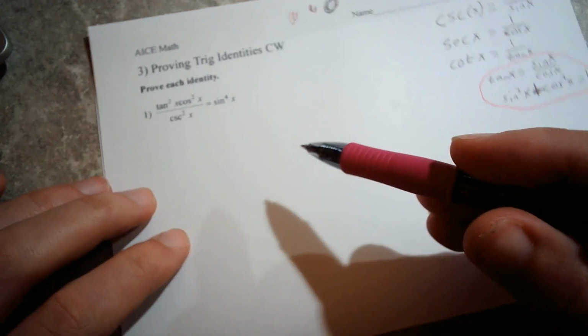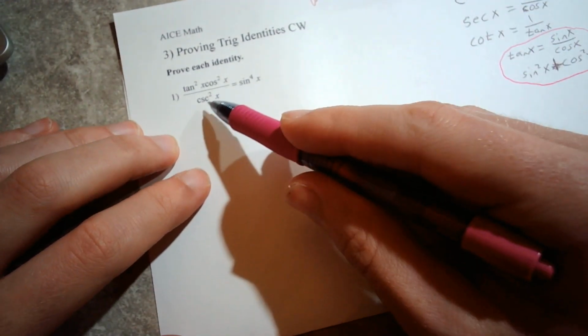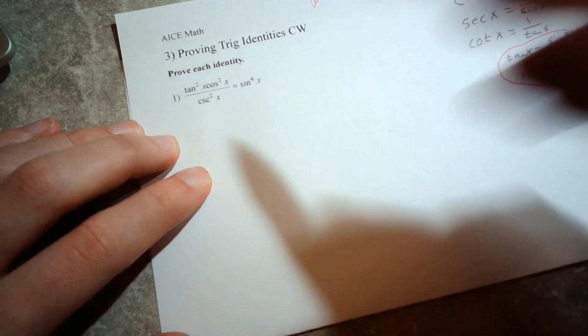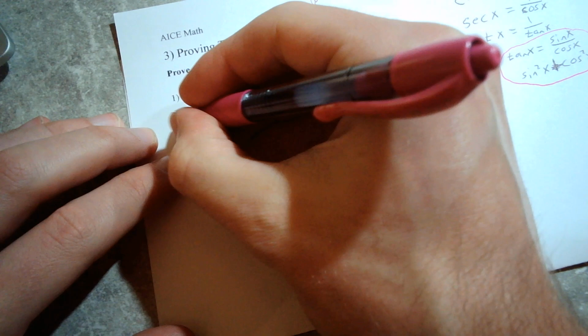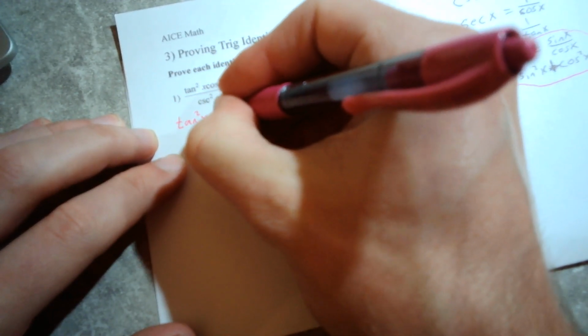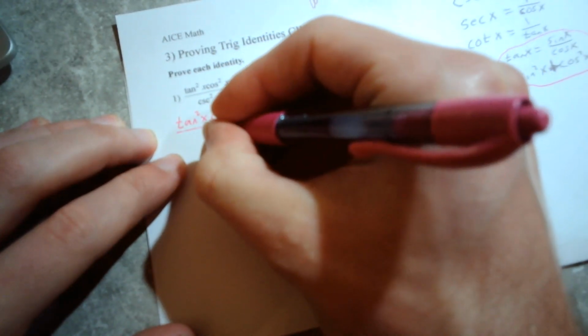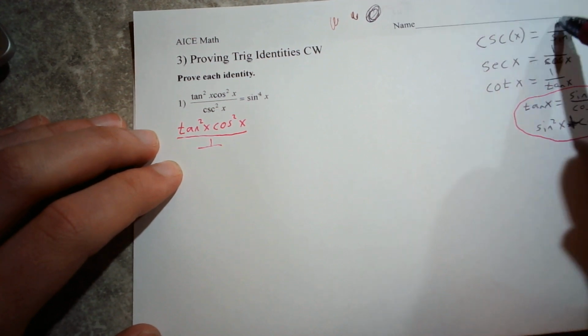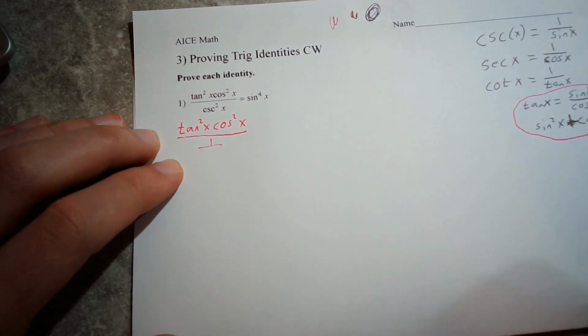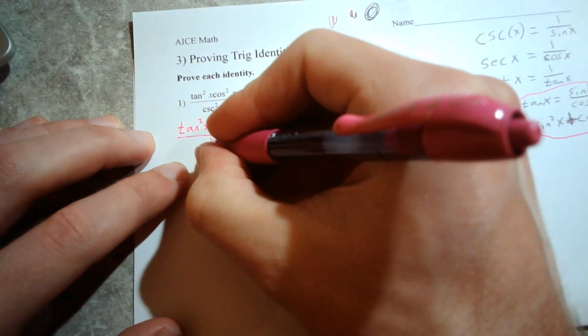Alright, so number 1, right off the bat, we see CSC right there. So that's the first thing we're going to do, is we're going to change this to tangent squared x cosine squared x over 1 over, alright, it's cosecant squared x, so we're changing that to 1 over, so cosecant is 1 over sine. Now because it's cosecant squared, I'm just going to change it to 1 over sine squared.